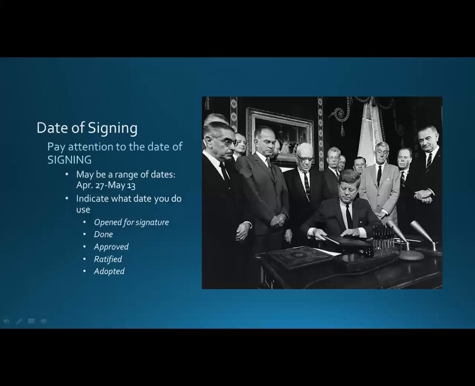You should always supply a date of signing when you cite to a treaty, but sometimes the date isn't clear-cut. If there was a window in which the treaty was signed, give the start and end date. If there was no single date or easy range to cite to, use a date that was significant for the treaty, such as when it opened for signature or when it was ratified.